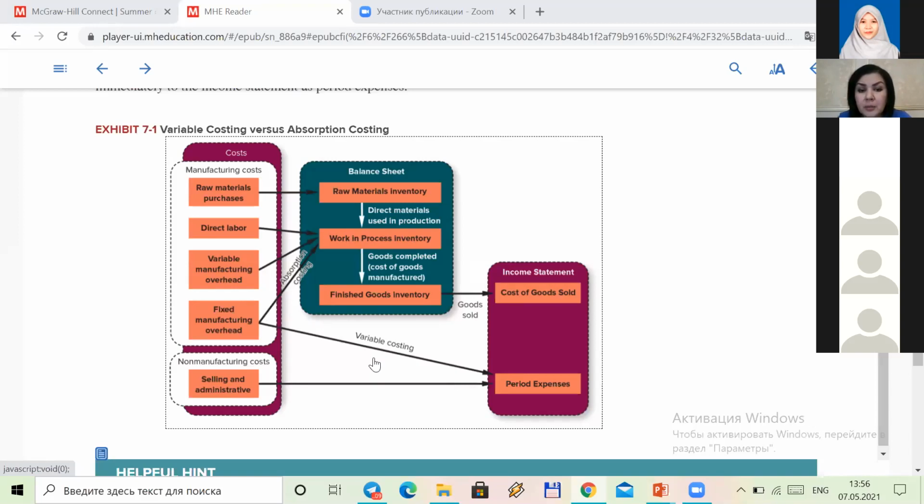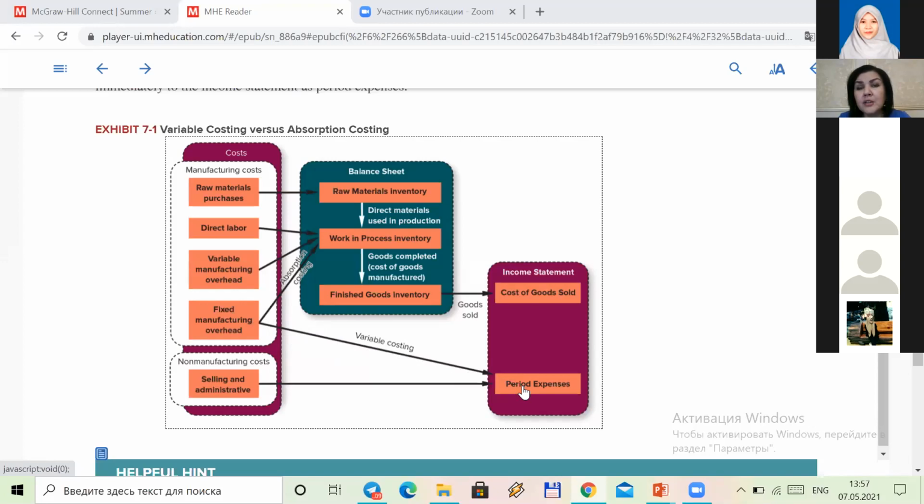Okay, on the variable costing system, what happens? We include raw materials into the work in process account, direct labor, and variable manufacturing overheads only. What happens with fixed manufacturing? Fixed manufacturing overheads are directly expensed to the income statement.